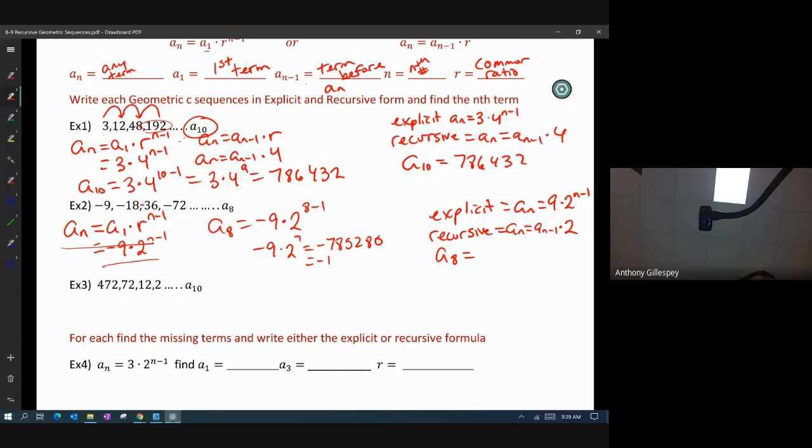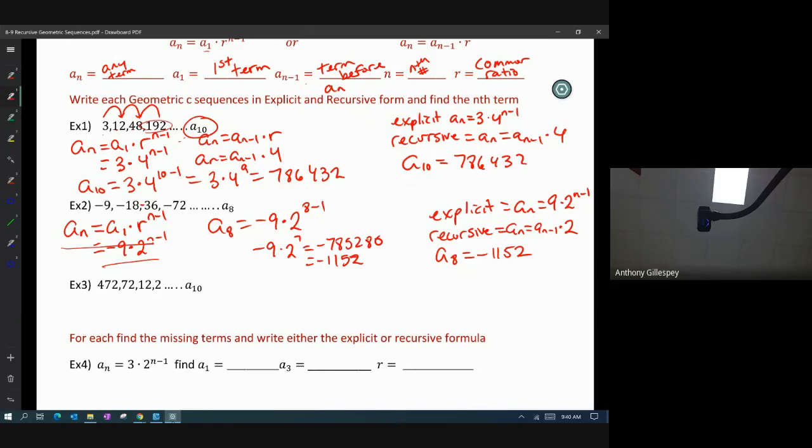Negative 9 times 2 to the 7th power is what? Can you just tell me the numbers? 1, what? Is that what we all have? All right, negative 1152. It got so big because we were multiplying by 2s, yeah? All right, next problem. What's happening?